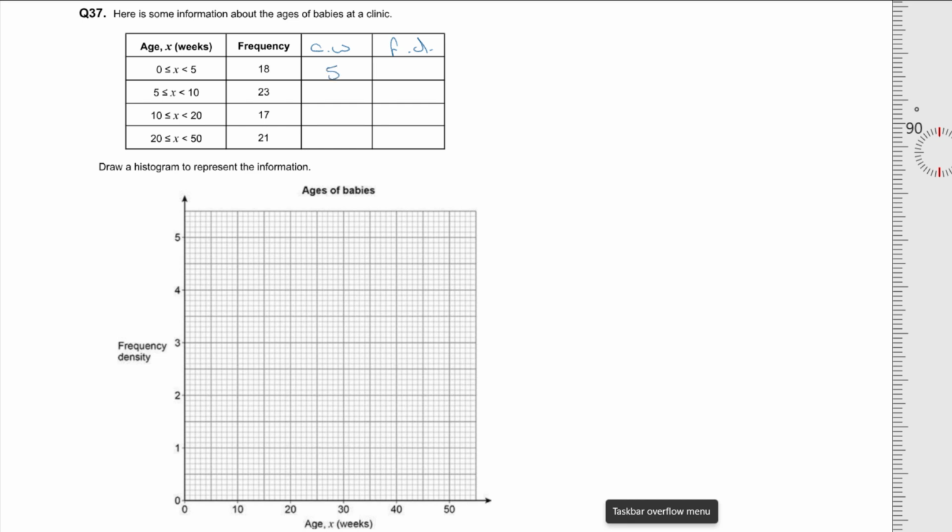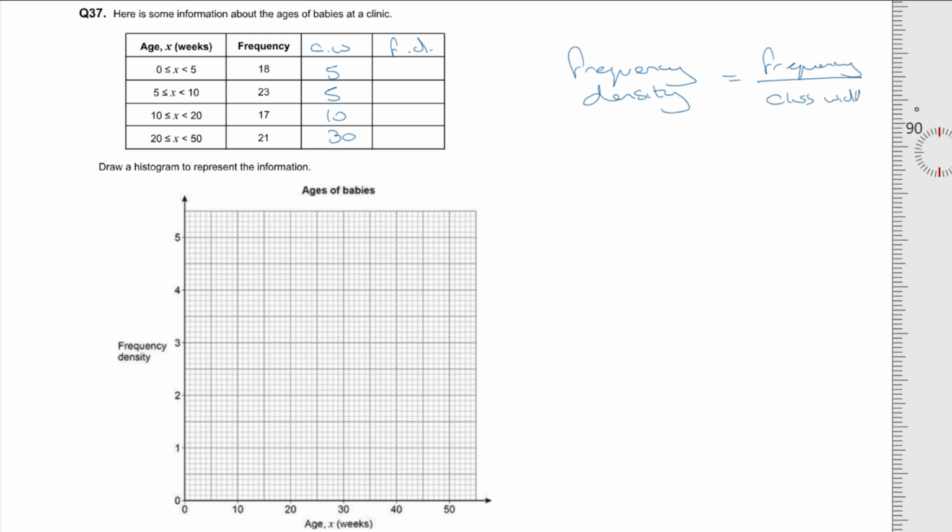Next one, 5 to 10, 10 take away 5 is 5 as well. The next class width, 20 take away 10 is 10. And the last one, 50 take away 20 is 30. They're all the class widths. And then frequency density is equal to frequency divided by class width. That's the formula for it that you need. So basically you're dividing these, aren't you?